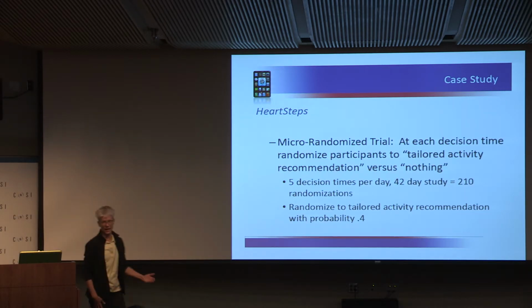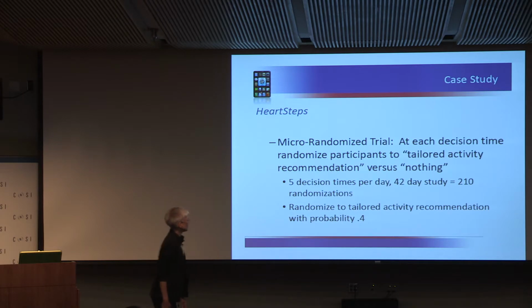Okay, so we're back into HeartSteps now. Remember, in HeartSteps, there are 5 decision times per day, 42 days, 210 decision times. In the MD2K study, it's decision times every minute, let's say 10 hours a day just for simplicity. So that's 60 times 10 times 14 days. Many, many decision times. So in HeartSteps, we're going to randomize at each decision time to a tailored activity recommendation versus nothing. Now, we have to be realistic when we design this study.